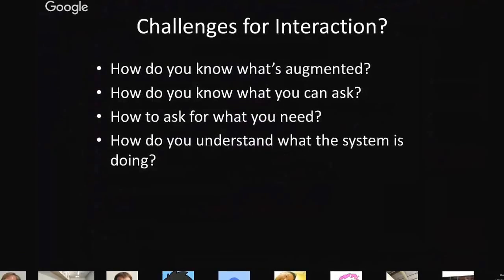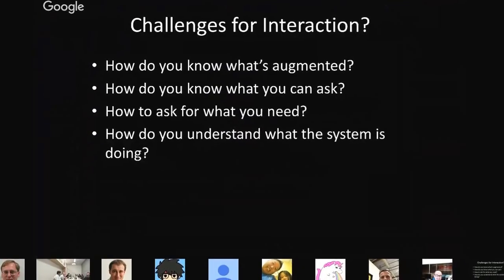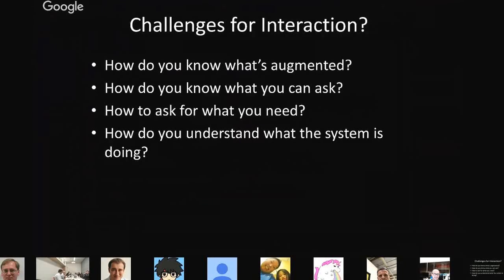Okay, so the challenges for interaction have been known for a really long time, at least 20, 25 years that people have been talking about these. In an IoT environment, if you don't have giant tags or sticky notes stuck to devices, how do you know what's augmented in a particular environment? How do you know what you can ask of a particular device, even if you know it's augmented? How do you know how to interact with it? There's a difference between it has this particular function, but how do I access that functionality? And then back to the intelligibility question, how do you understand what the system is doing?